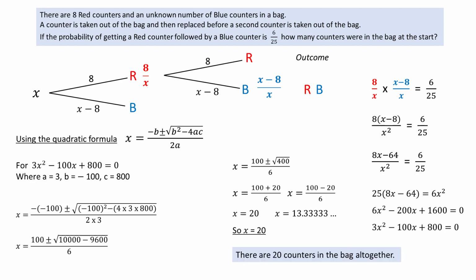There are therefore 20 counters in the bag altogether, 8 red and 12 blue.